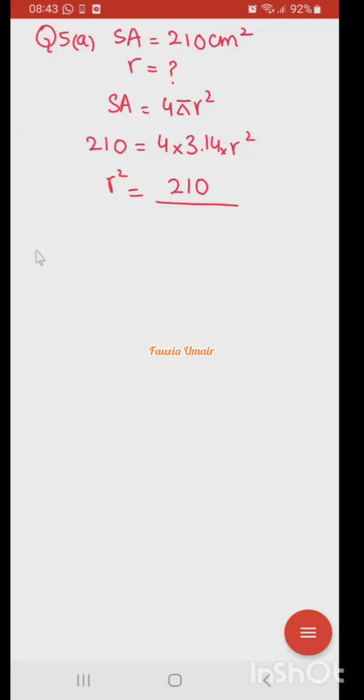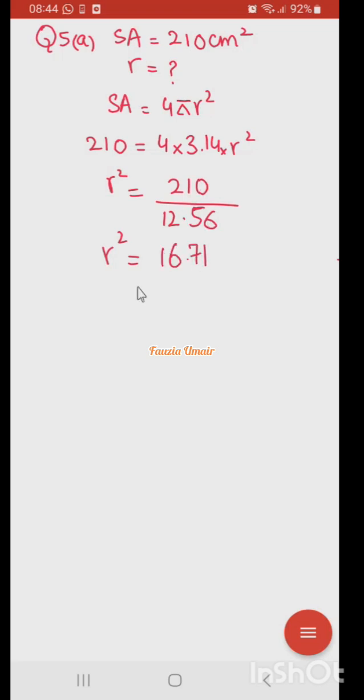Hashim, Rashman, Narmeen, Waleed, Zoya or Inaya, please open the calculators and tell me what is 4 multiplied by 3.14? 12.56. 12.56. So now we need to divide it. 210 divided by 12.56. 16.71.